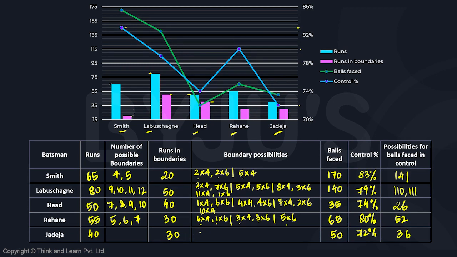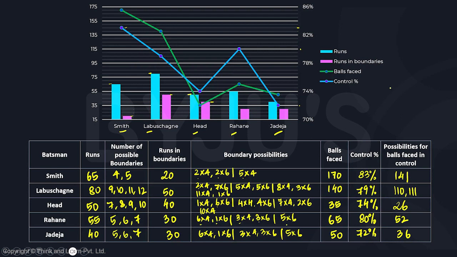Now 30 runs in boundaries can be calculated in a very similar way as above. That's exactly what we had for Rahane. So let's simply copy paste this. So the number of possible boundaries could be 5, 6 or 7. So this is the first part.